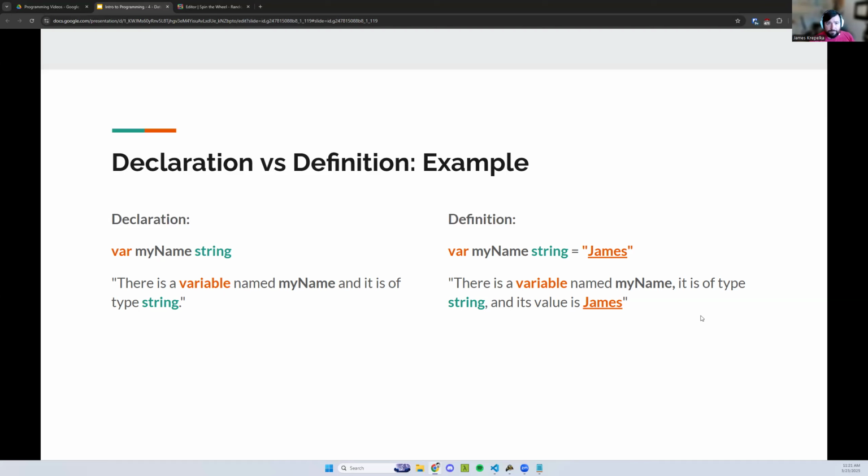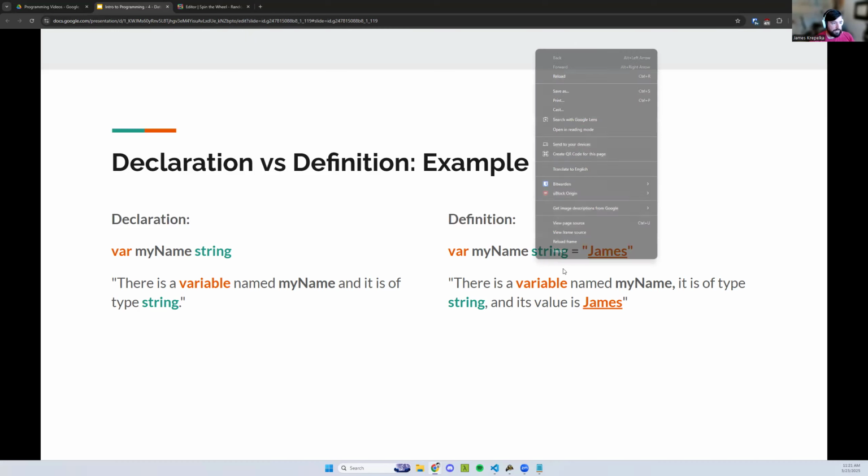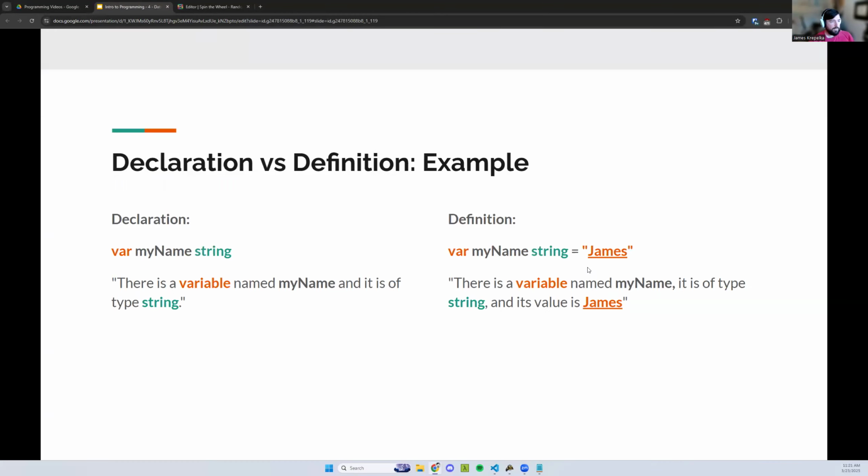I haven't decided what to put in it yet. Or I can define it, and I can say that there is a variable named my name. It is of type string. And the starting value is James. You notice here, if I want it to be the value James, I'm talking about literally the value James. So that's double quotes. I'm saying I want it to actually be the value James versus my variable does not have quotes. So there's a variable I'm calling my name that is a string. And I want to make it the value of James.